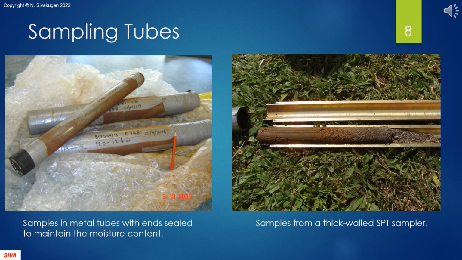The photograph on the left shows 3 Shelby tubes, wrapped in plastic and the ends waxed, to preserve the samples and maintain the moisture content. The photograph on the right shows a thick-walled split-spoon sampler used with standard penetration tests. The wall is so thick, the area ratio exceeds 100% and the sample is very much disturbed.